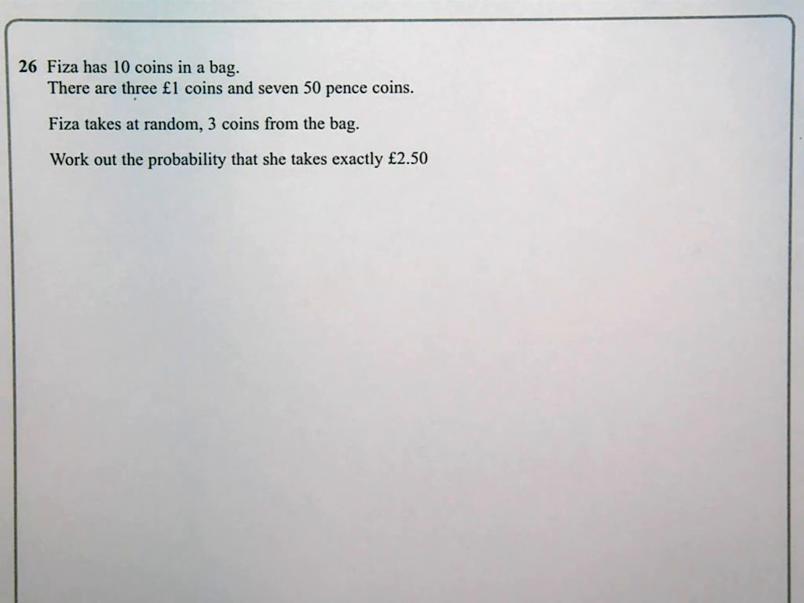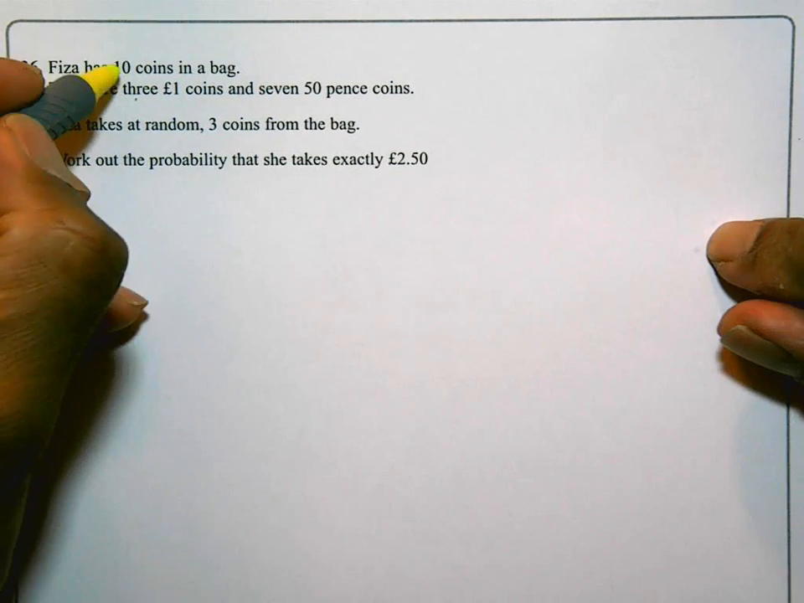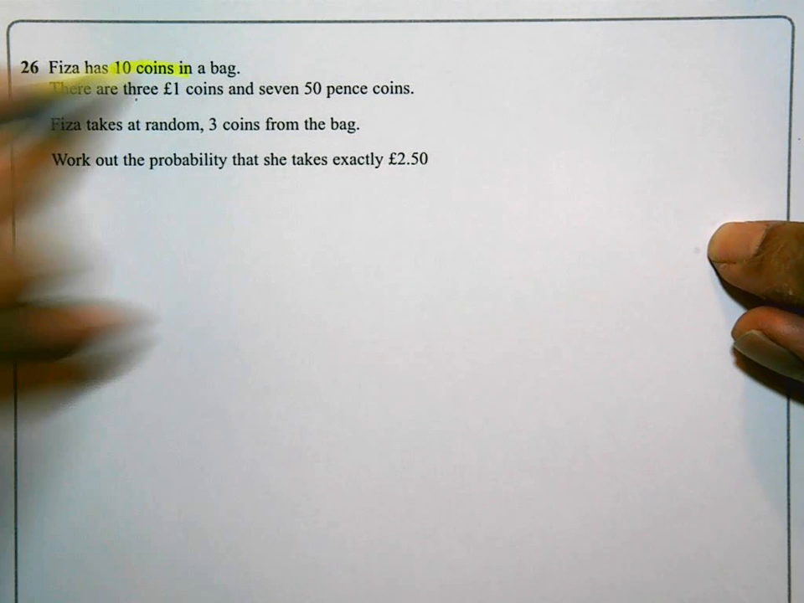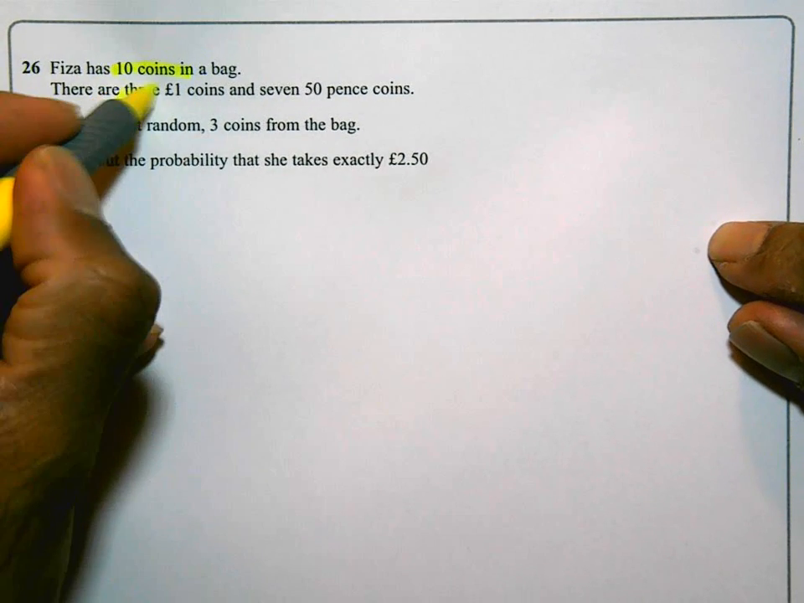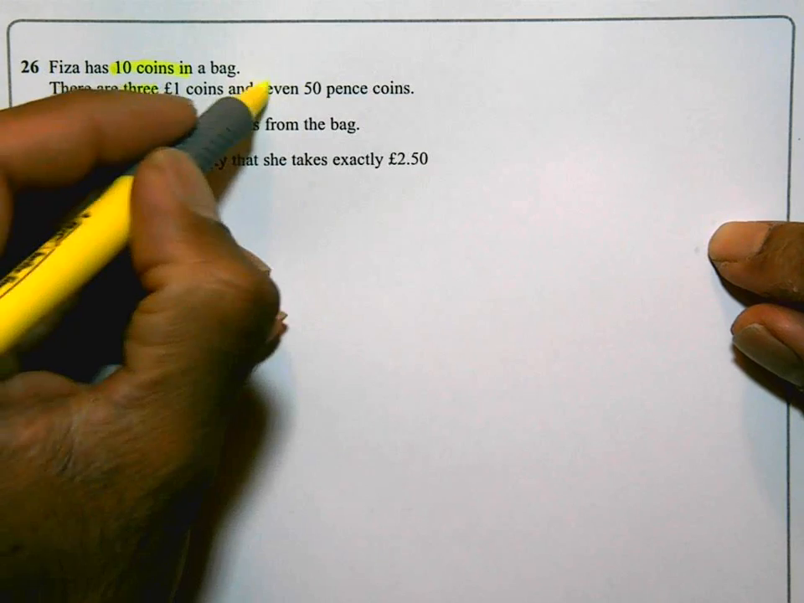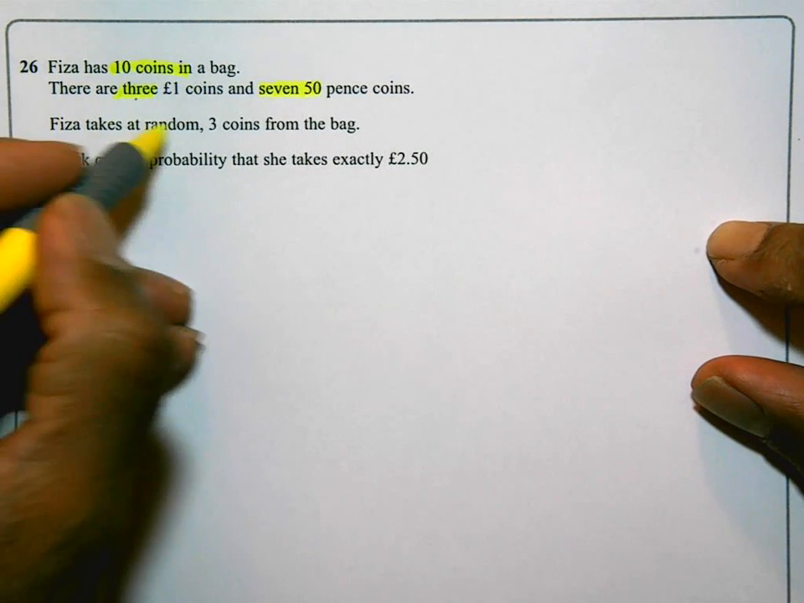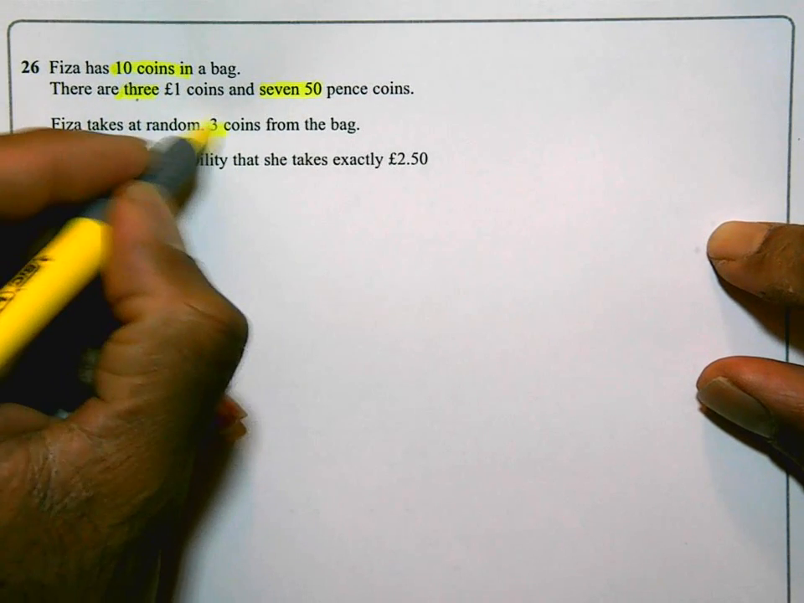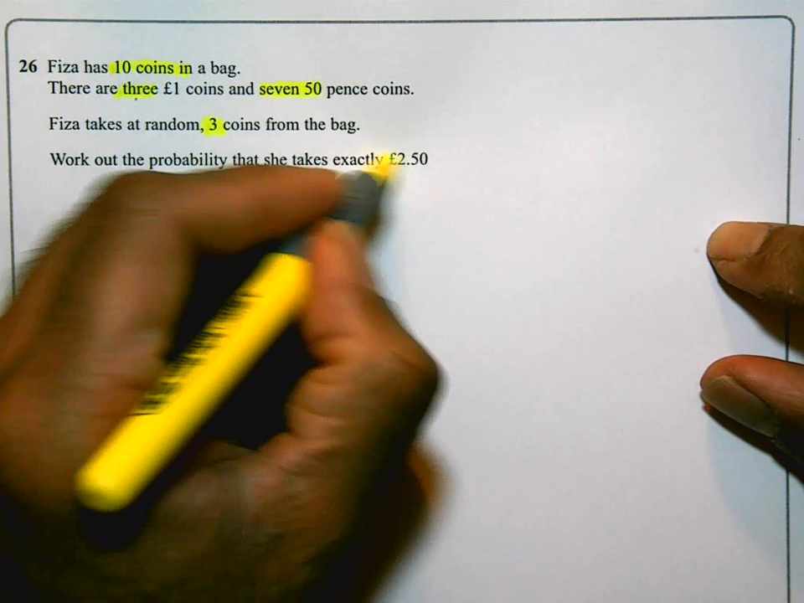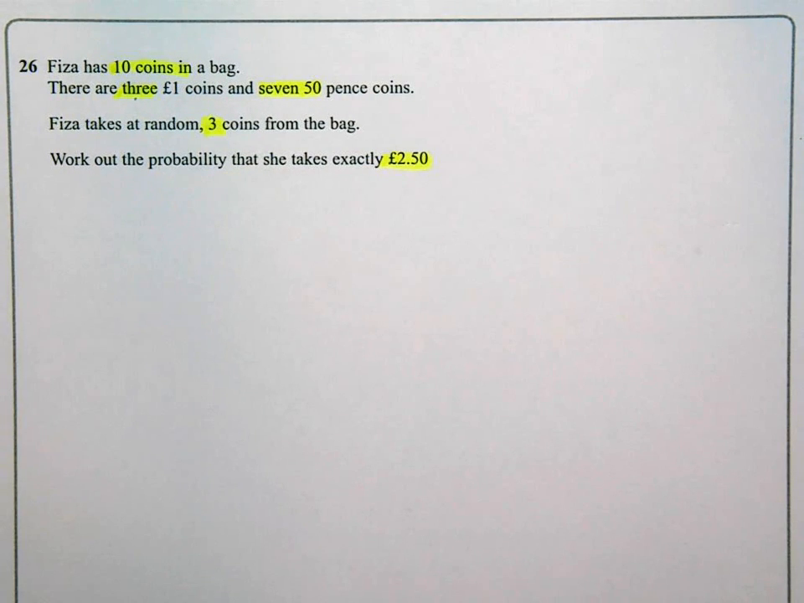This is question 26 in the June 2013 non-calculator paper. The question reads: Pfizer has 10 coins in a bag. There are 3 £1 coins and 7 50p coins. Pfizer takes, at random, 3 coins from the bag. Work out the probability that she takes out exactly £2.50.